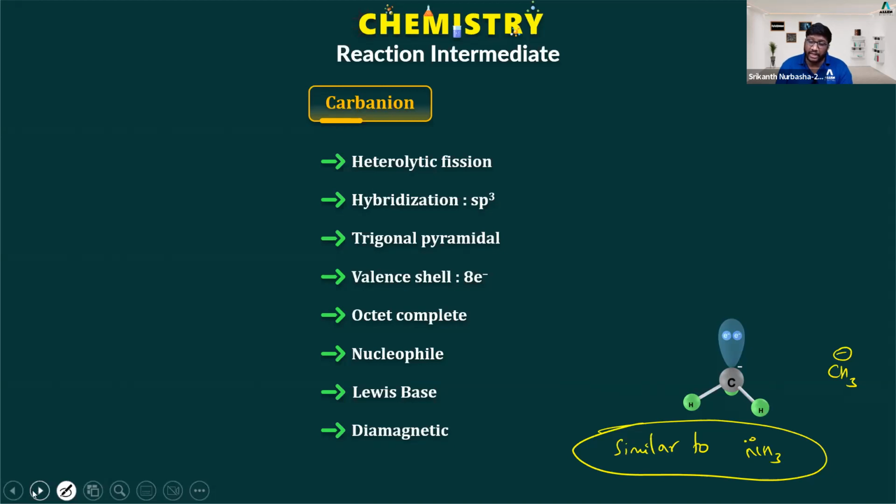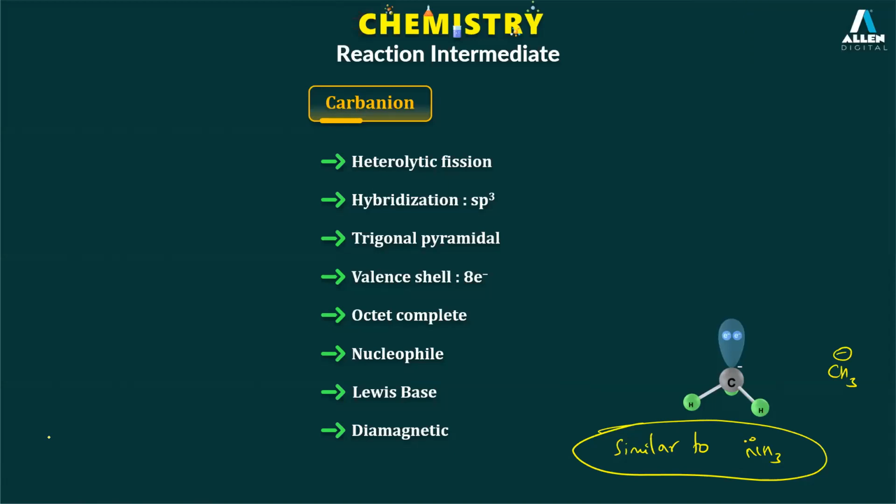It is also diamagnetic in nature because there is no unpaired electron. If you have an unpaired electron, then only it is said to be paramagnetic in nature. Is that clear so far? Yes, sir.